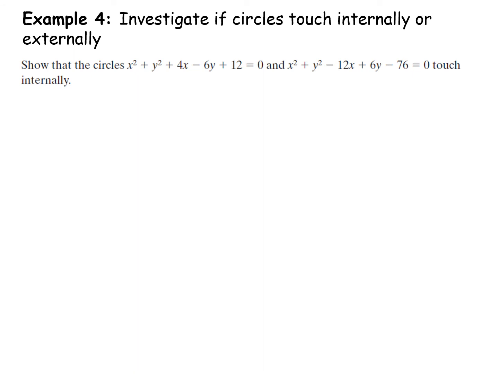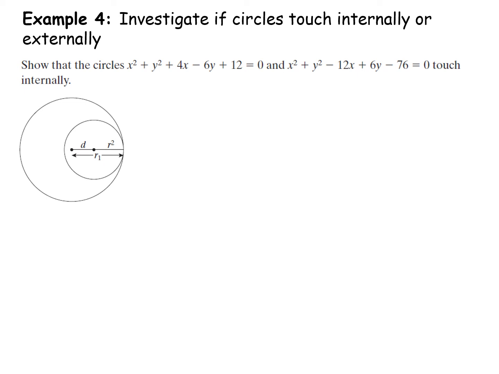So example 4, again, we're dealing with the same kind of question: investigate if circles touch internally or externally. But this question says, show that these circles touch internally. So what exactly do we mean by touching internally? Here's my diagram. I have two circles and one is within the other. This is what we mean by internally. The smaller one is inside the bigger one. So one will have to be smaller than the other for this to work. If they were the same size, they would literally be the same circle because they're in the same place, so they'd have the same equation and the question wouldn't make sense.